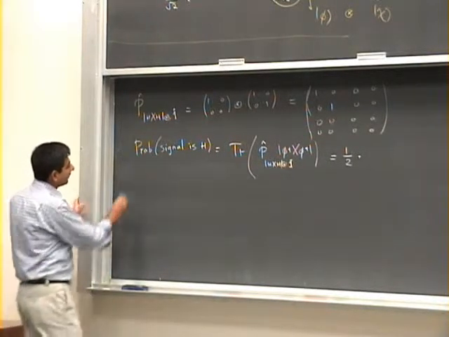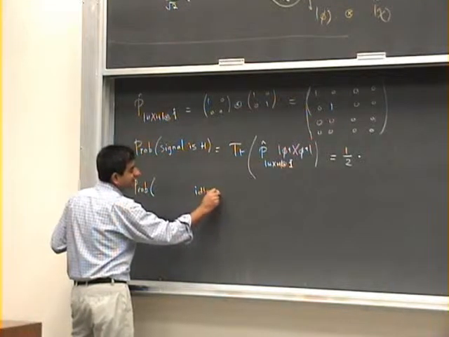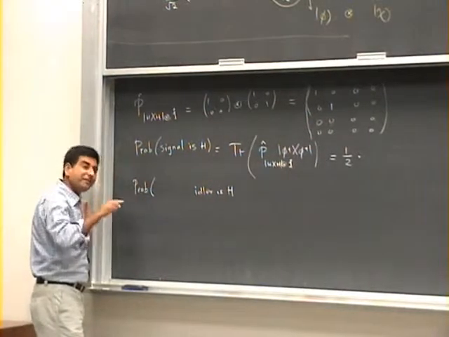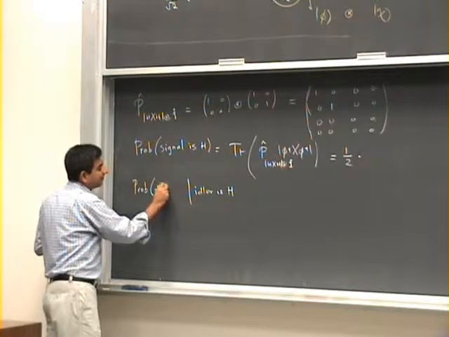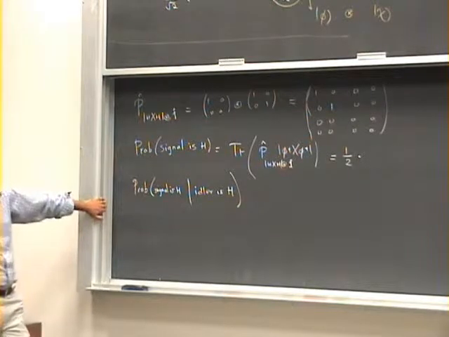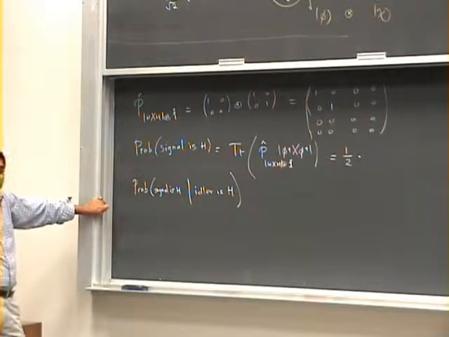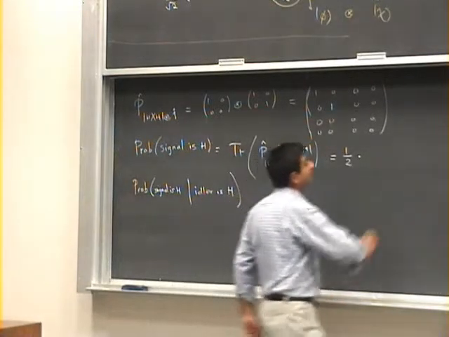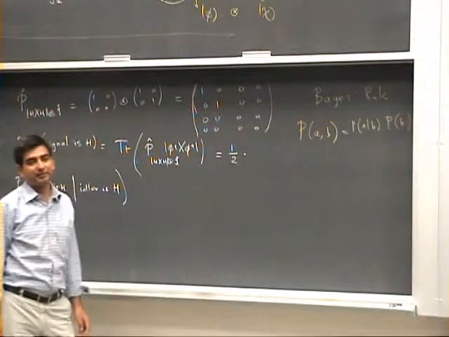However, what I would like to find out now is the probability that, given my idler is H, the signal is also H. So this is a conditional probability. Now how do I calculate conditional probabilities? I use the Bayes rule. Okay, this is the Bayes rule.